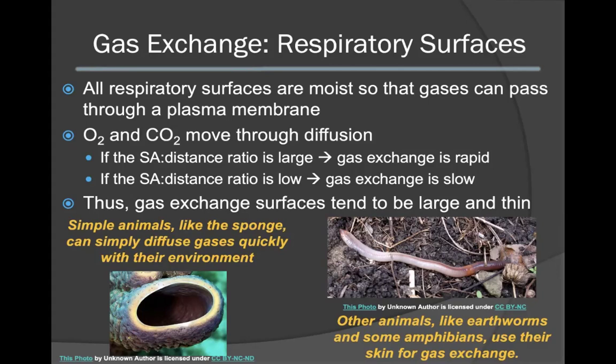Simple animals like the sponge seen here can undergo simple diffusion to exchange gases quickly with their environment. However, other animals, like this earthworm and some amphibians, can use their skin as a means for gas exchange.